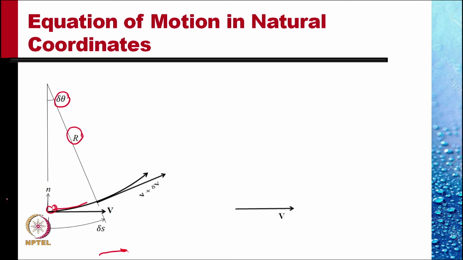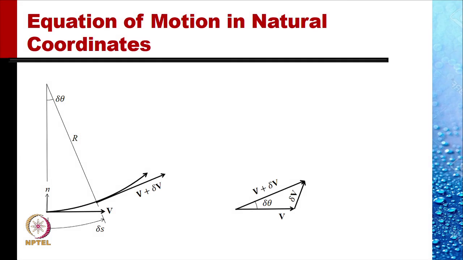This was the original vector V. After a time delta t, it turned through an angle delta theta and gets a magnitude of V plus delta V. So the change in velocity in this time delta t is this delta V, which has two components, delta Vs and delta Vn.